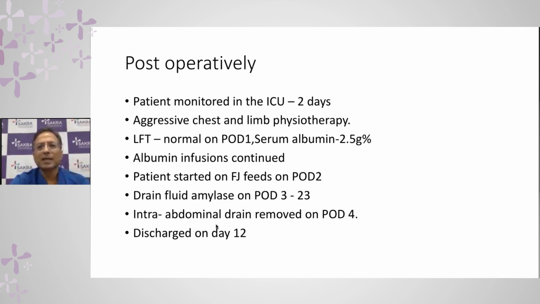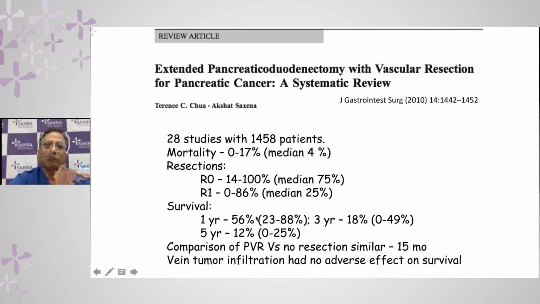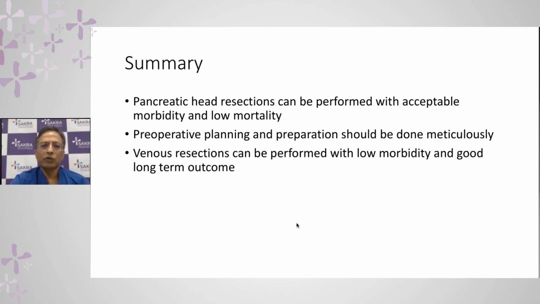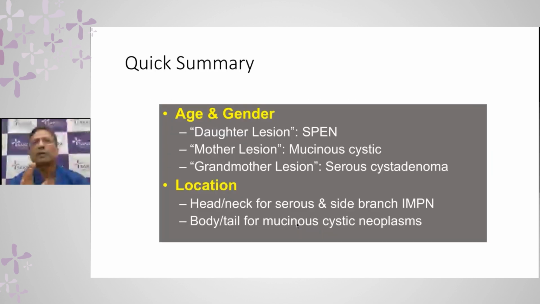And this is the result when we resect the portal vein. Patients, though they have advanced disease, have good 1 year and 3 year survival given the scenario of pancreatic tumors. And in cystic tumors, the outcome is much better than the run-of-the-mill adenocarcinoma of the pancreas. So pancreatic head resections or Whipples can be performed, and we have done that consistently with very, very low mortality. We have good preoperative planning and preparation for these patients, and we can resect veins if they are required with minimal morbidity and mortality. So a quick summary now for you.